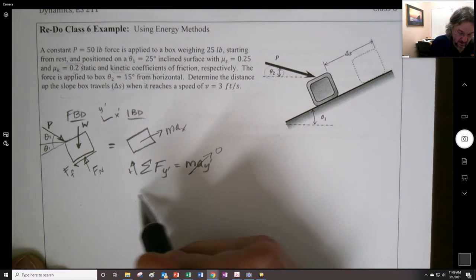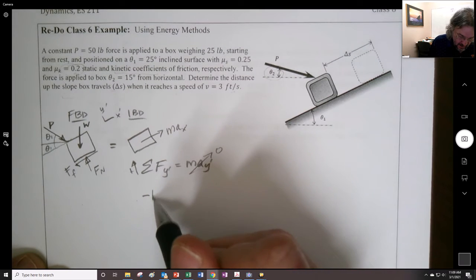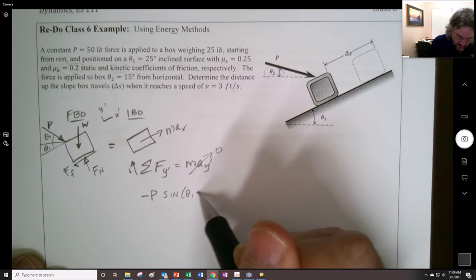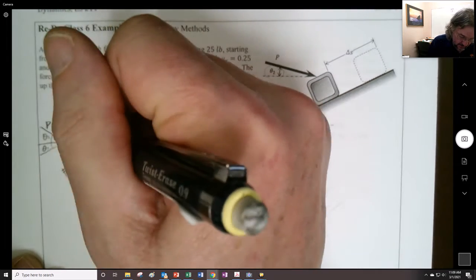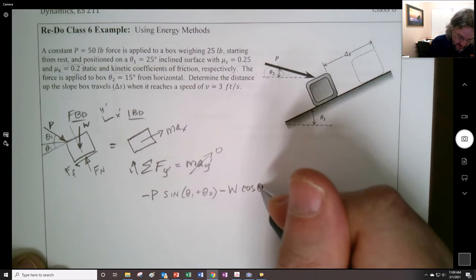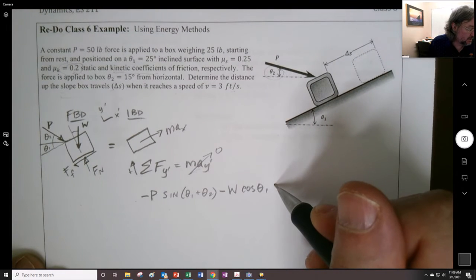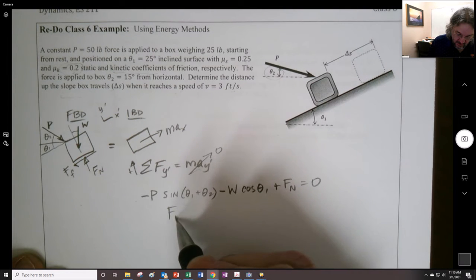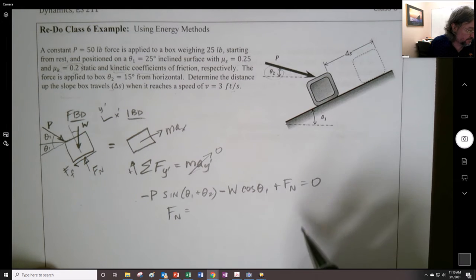So writing this out for the y prime direction, we're going to have a negative P times the sine of theta 1 plus theta 2, and then a negative W times the cosine of theta 1, because that's the slope angle. But then we're also going to have Fn. So we could solve for Fn, and that was the point of what we were trying to do here.